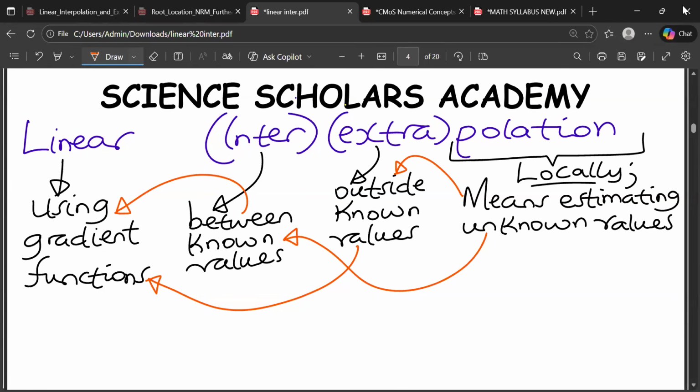Who is ready? But your definition should begin with locally estimating. Please, people, be fast. I just want one person to define both using what you're seeing on the screen. Just follow how the arrows are moving. Yes, Fahad, define both. For interpolation, it means estimating unknown values between known values.